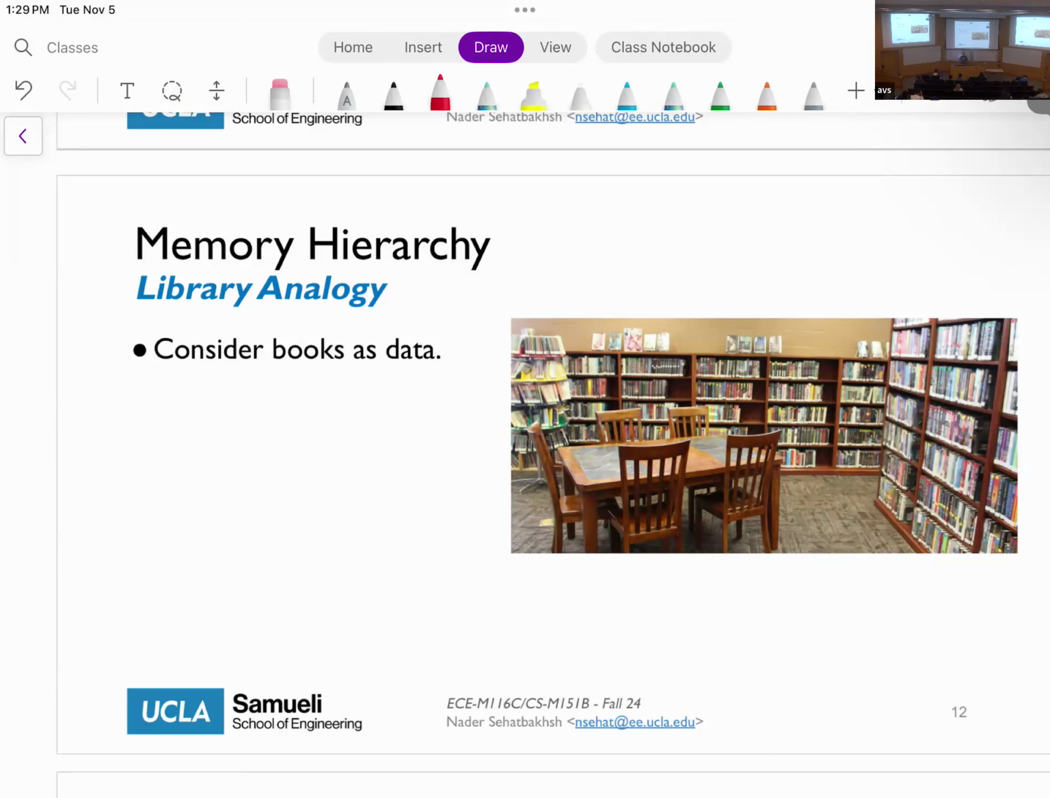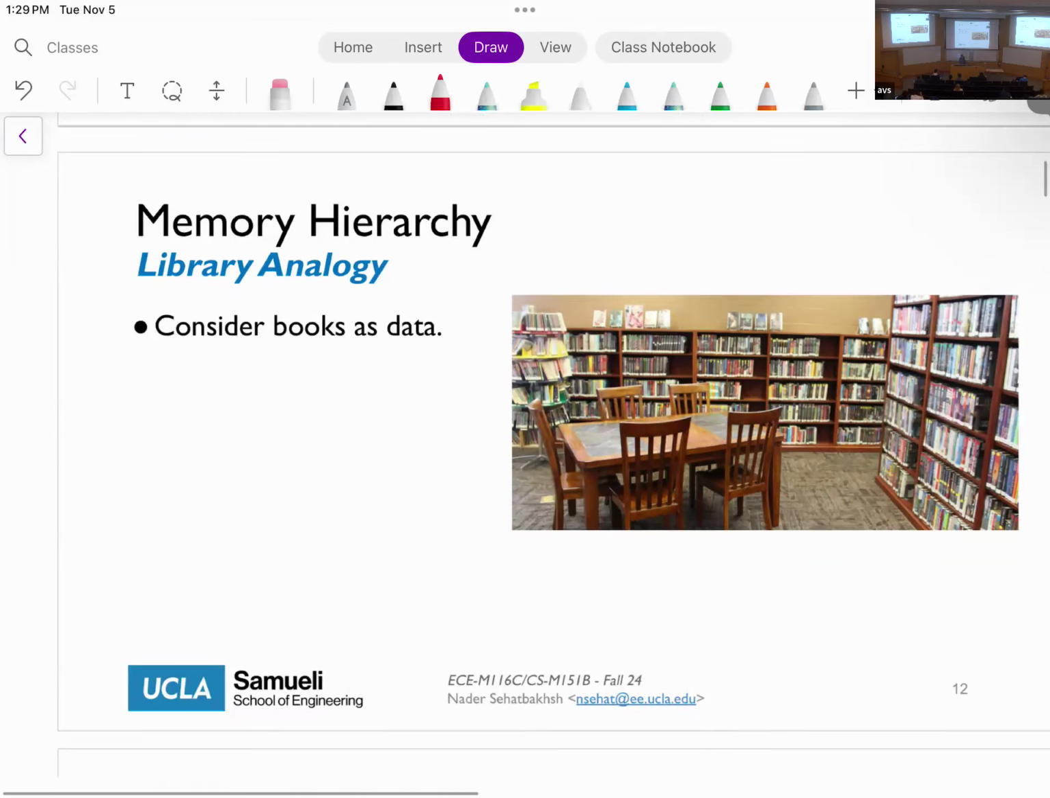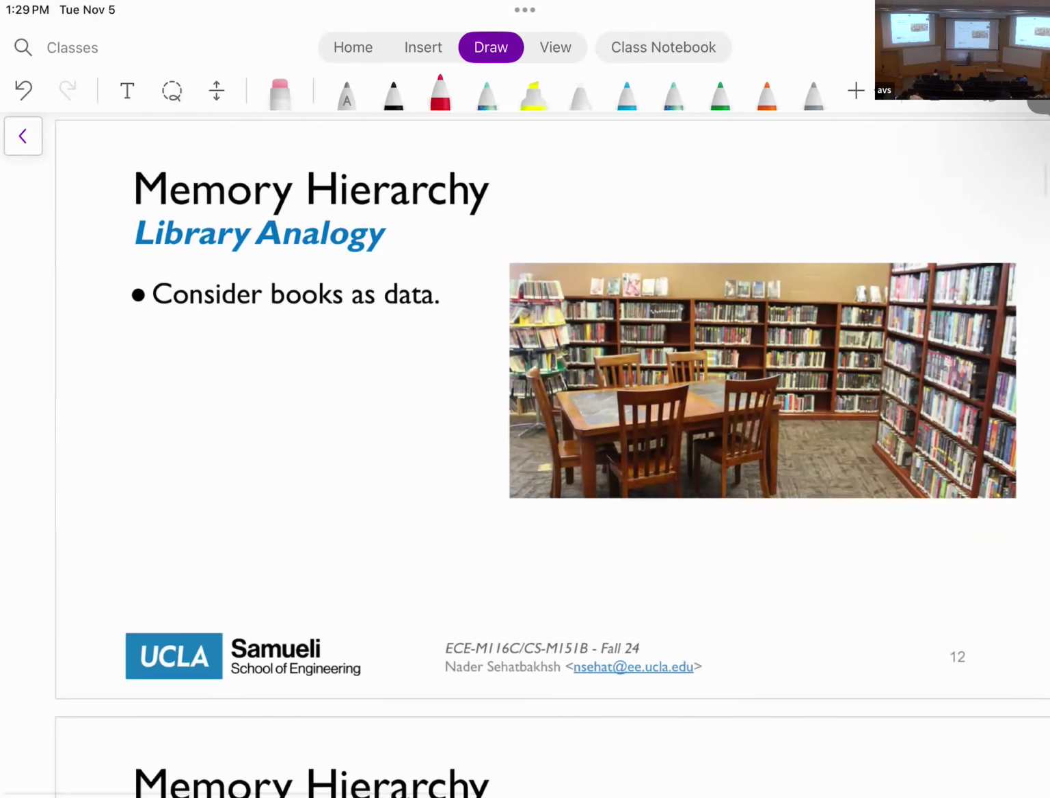And me in this case becomes the processor, okay? And then as you can see, this will give you the illusion that you have everything you need. If 99% of the time I really just use those 2 books that I have on my table, then I'm not going to notice the latency it takes for me to go to the library, because this happens every once in a while, right?